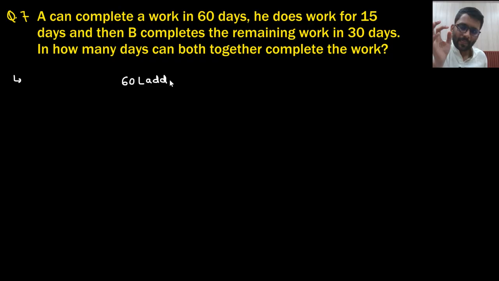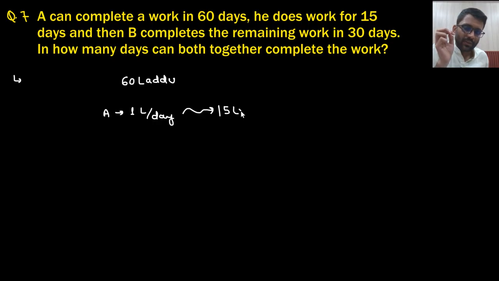So what can A do? A can complete the work in 60 days. That means A can eat 1 laddu per day. He worked for 15 days. That means in 15 days, how many laddu has he eaten? 15 laddu. Now, after that, B completes the remaining work in 30 days. That means the remaining work is eating 45 laddu.